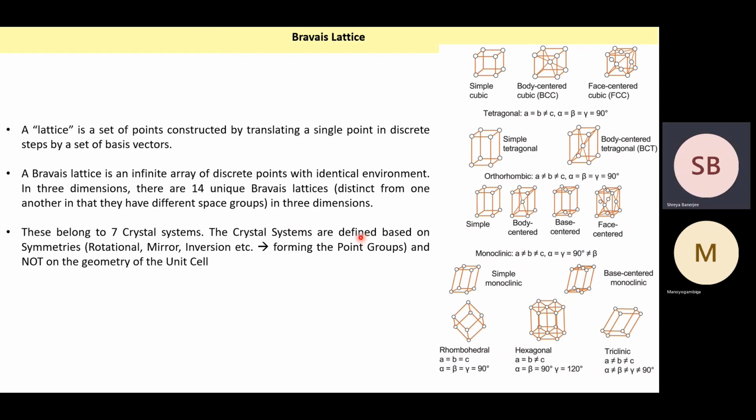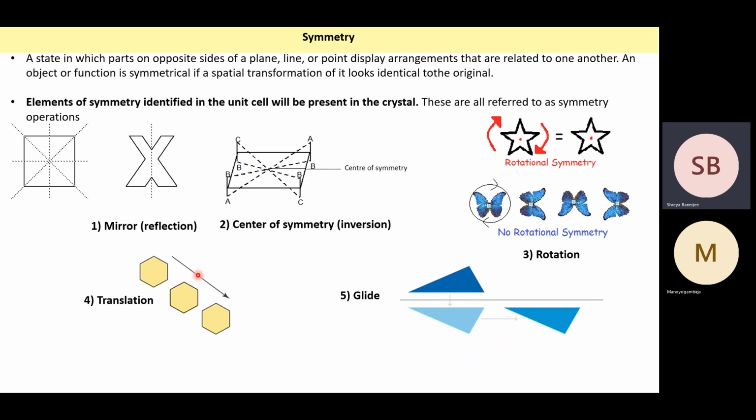The crystal systems are defined based on symmetries, which we will learn in the following slides, and not on the geometry of the unit cell. So now we will talk about symmetry. A state in which parts on opposite sides of a plane, line, or point display arrangements that are related to one another is called symmetry. An object or function is symmetrical if it undergoes a certain transformation to look identical to the original.